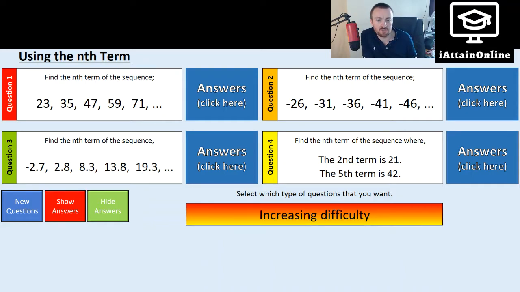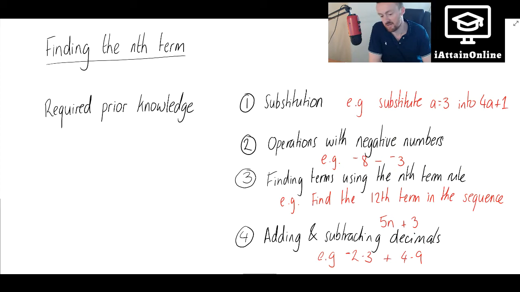Hello, so I've just finished making another question generator that you can see on the screen. It's all about using the nth term in sequences, so it's another video on algebra. I have written, just the same as I have in a couple of my previous videos, a few areas that you need to be comfortable with.